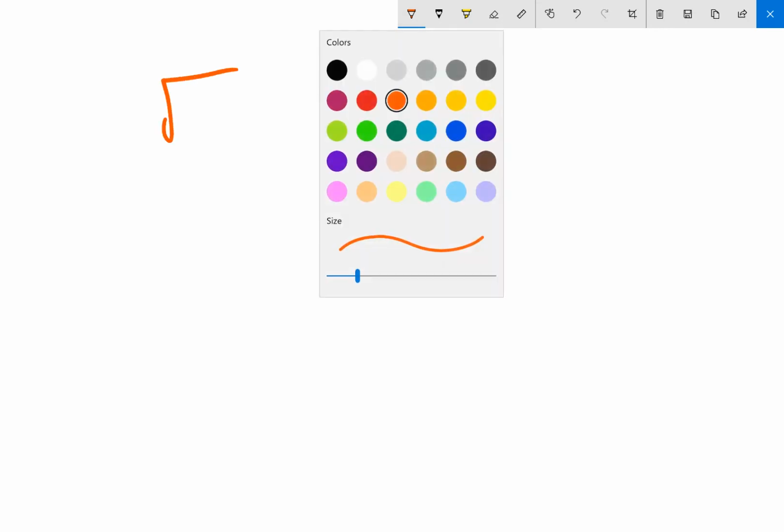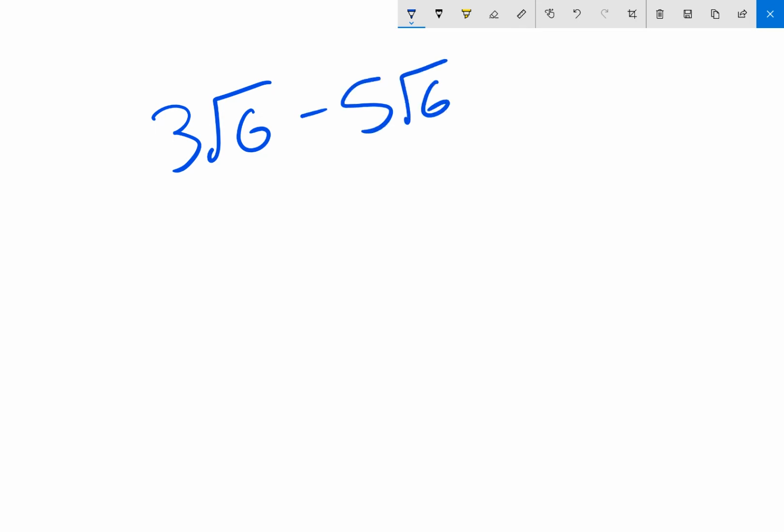Number 9. I want to use blue. I don't like this color. All right. We got 3 square root of 6 minus 5 square root of 6.